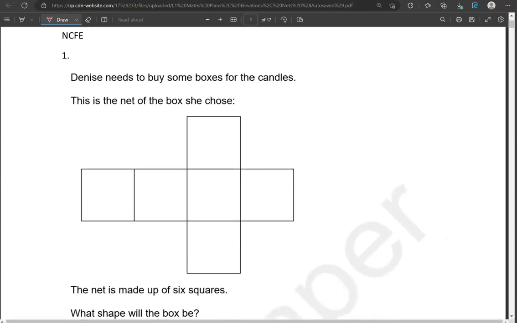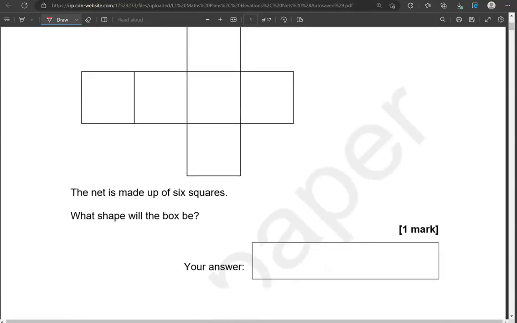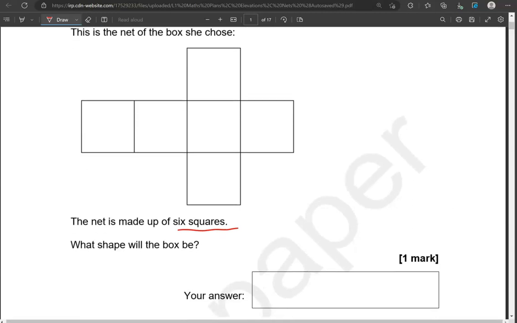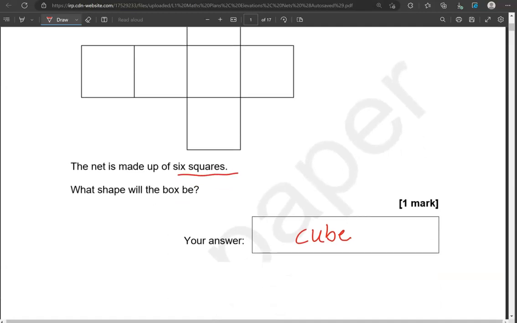Denise needs to buy some boxes for the candles. This is the net of the box she chose. The net is made up of 6 squares. What shape will the box be? So, the net is made up of 6 squares, which tells us that this is a cube when it's assembled. If it was made of rectangles, for example, that would be a cuboid.